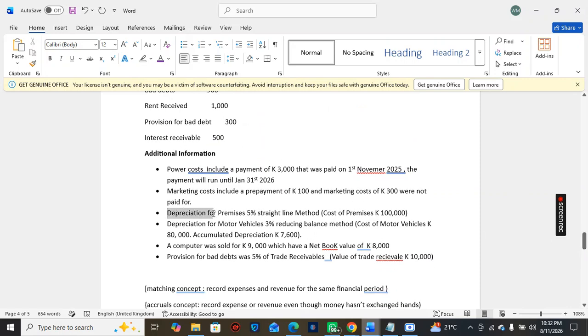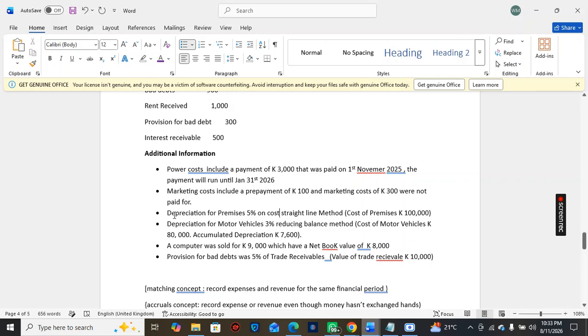Next, we've been told depreciation for premises is 5% on cost. And we're using the straight line method. Yes. So, colleagues, depreciation is the loss in the value of an asset. If you buy a car today, after 5 years, it won't be the same value. Okay. So, for depreciation, there are two methods. The first one is the straight line method. This is where the depreciation expense is the same every year.